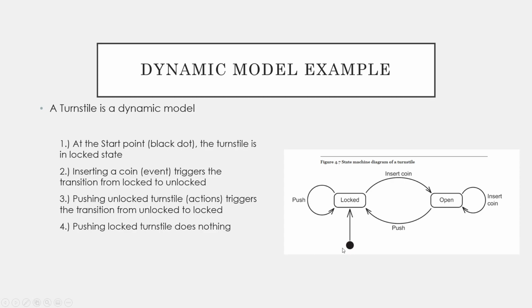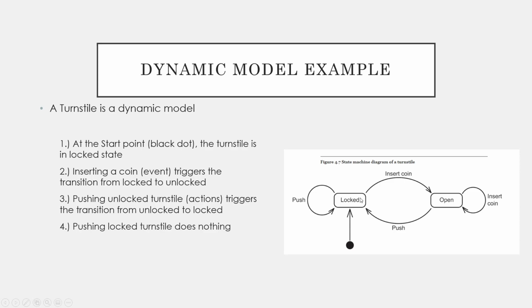So our start point in a state machine diagram is the black dot. That tells us where we are at the beginning of our order of events. Okay, so at the start point, the turnstile is in a locked state, right? So my states are shown here. I have two states, locked and open. So my turnstile is in a locked state.